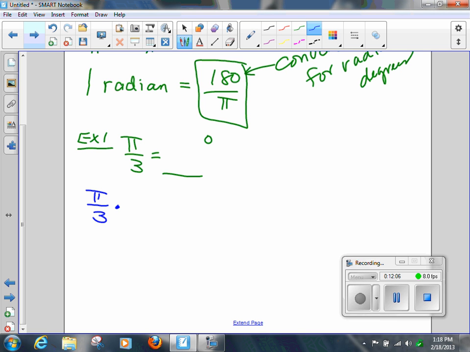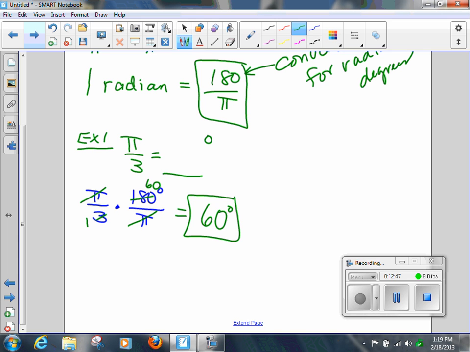Look what's going to happen. What's going to cancel out now? The pi, okay? If you start with pi on the top, you've got to have pi on the diagonal, because I want those to cancel out. And now we're in terms of degrees. 3 goes into 3 one time, 3 goes into 180 60 times, and what's the answer? 60 degrees. We just showed that we knew what the answer was. We just verified, okay, that pi over 3 is 60 degrees.